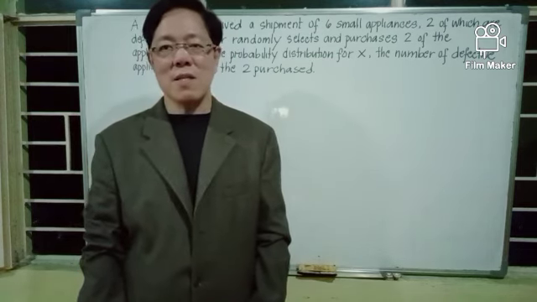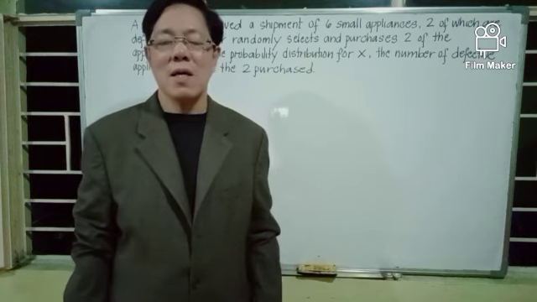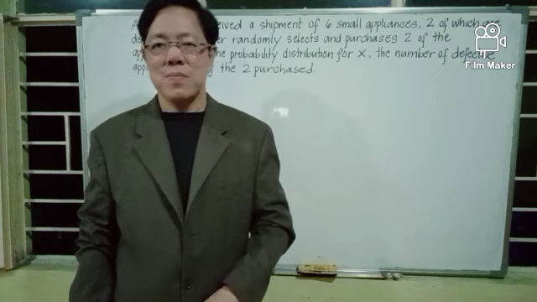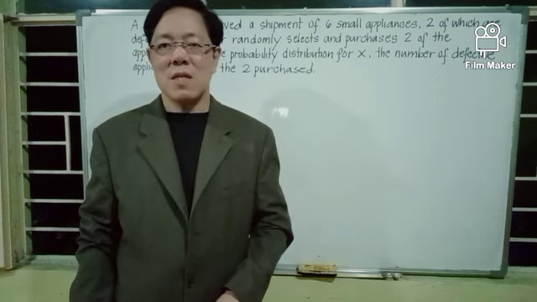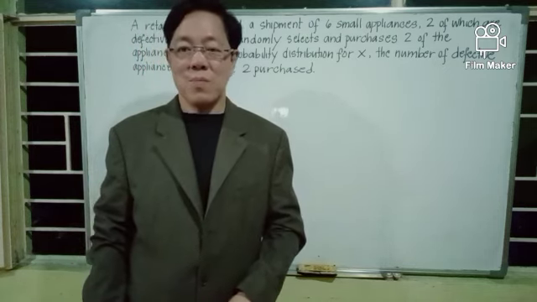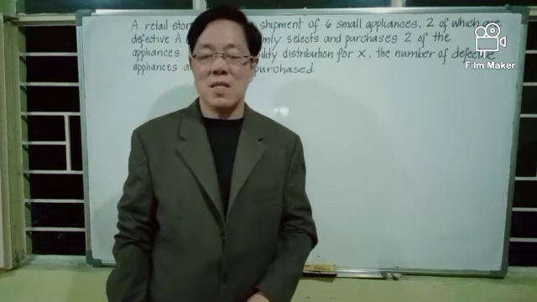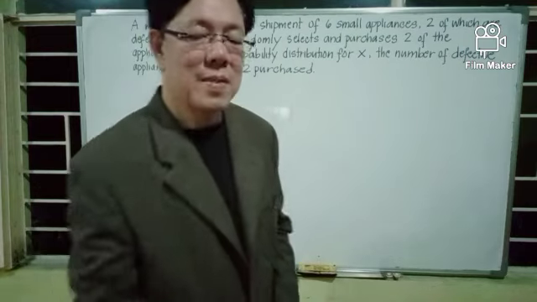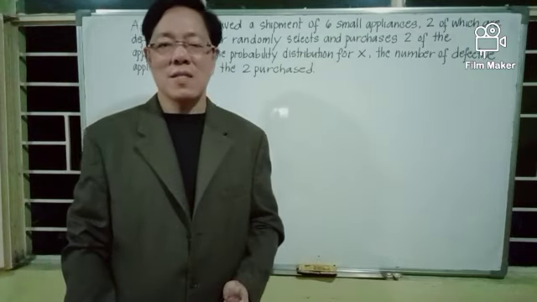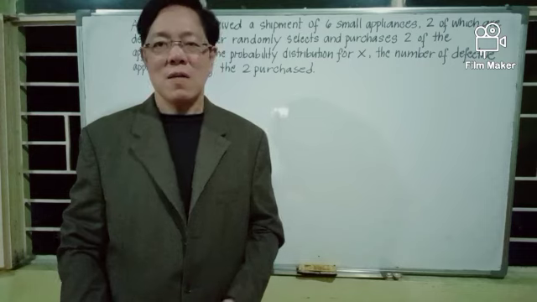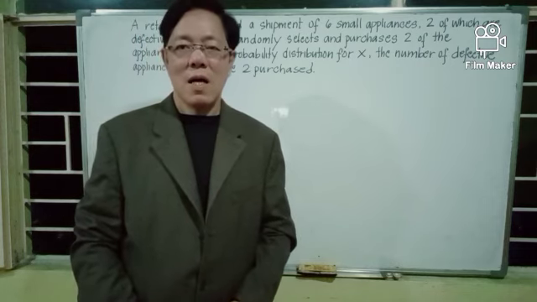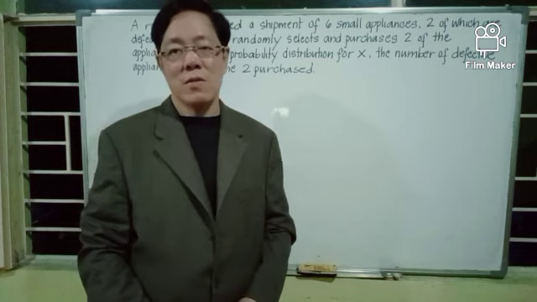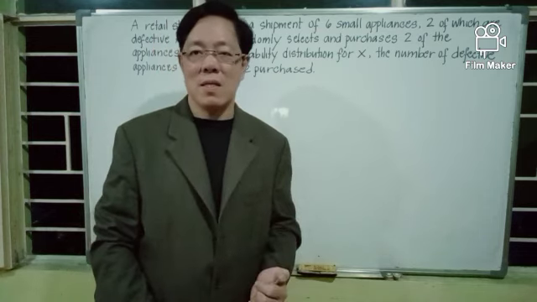And the variable X here is an example of a discrete random variable, because the number of defective appliances bought by the customer can be obtained by simply counting. Now, there are 6 small appliances, and the customer selected 2 at random among these 6 appliances.